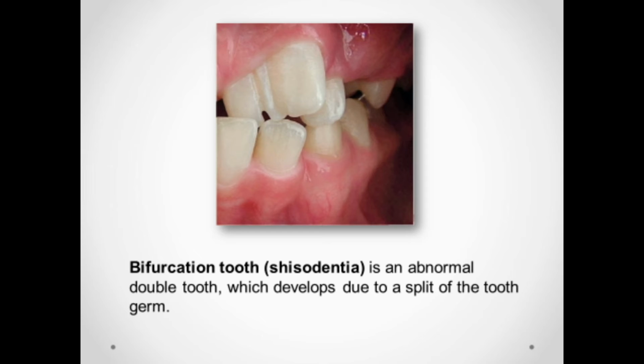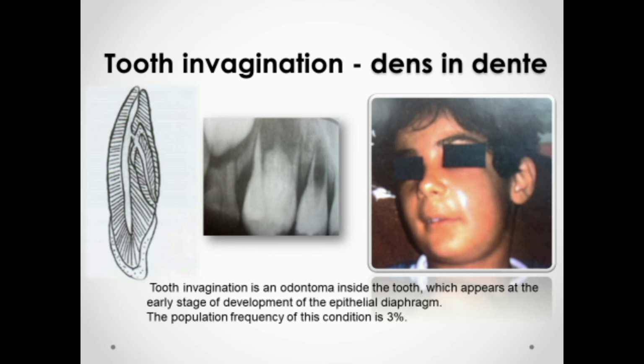Schistodentia tooth is an abnormal double tooth, which develops due to a split of the tooth germ. It is more usual to happen with the upper incisors than the lower incisors. The population frequency is 0.5%. Tooth invagination is the same as dens in dente.